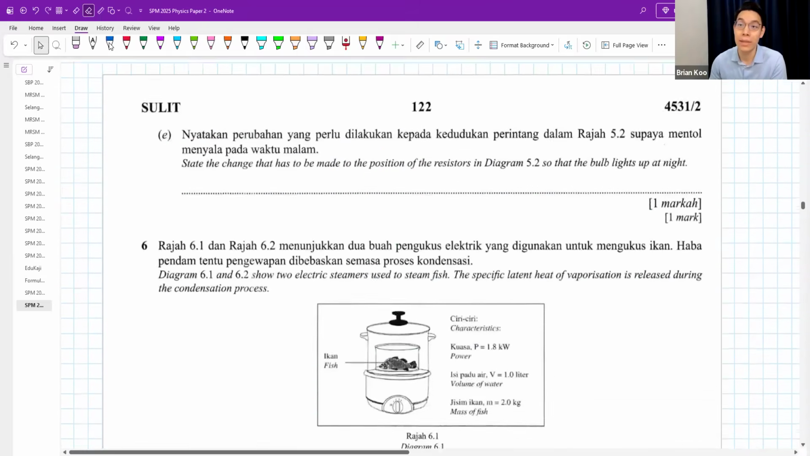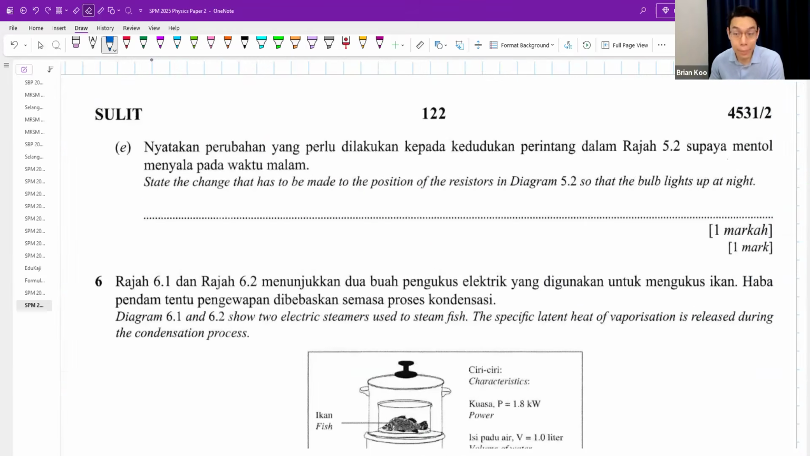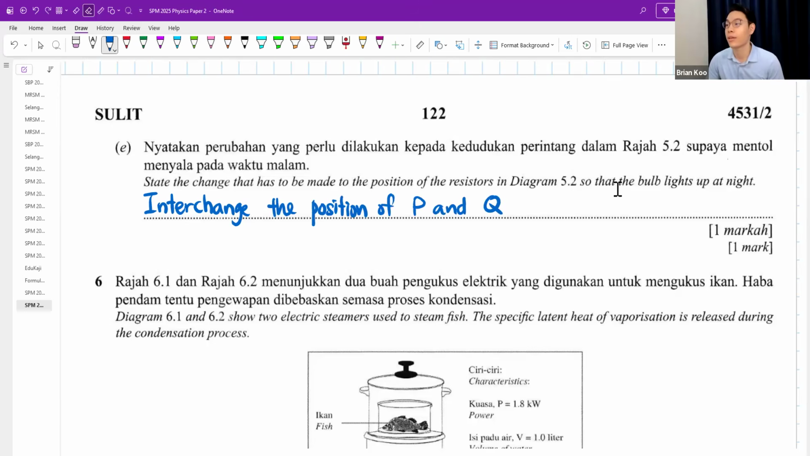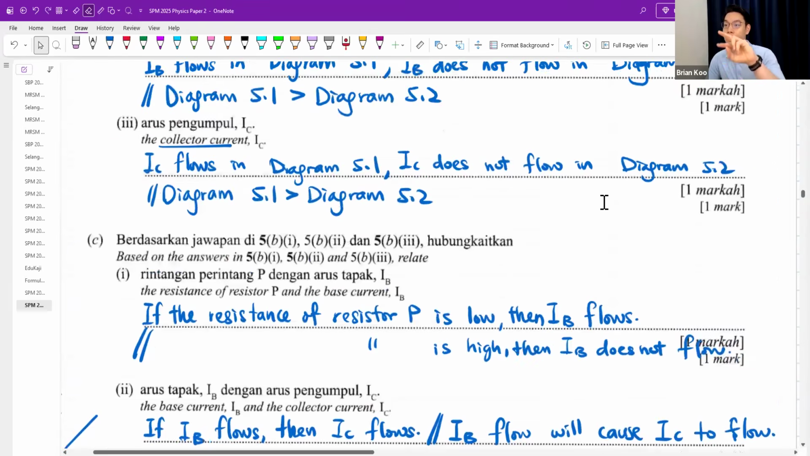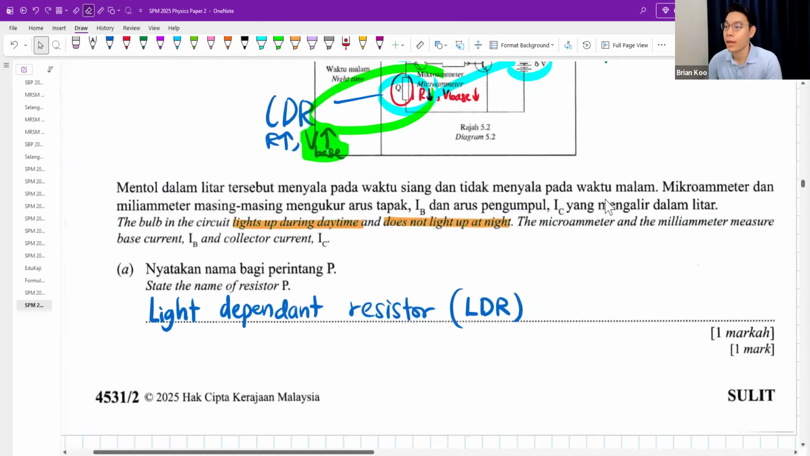Okay. You can say something like this. You can write swap or interchange. Yeah. You can reverse that two position. Interchange the position of P and Q. Okay, then okay already. Reverse the P and Q. All right.